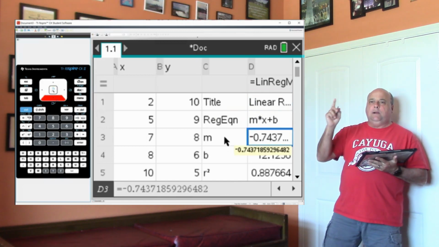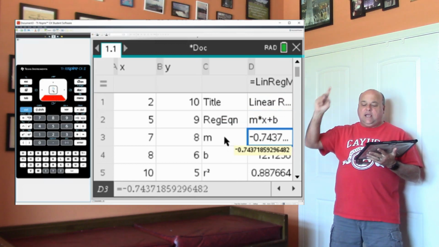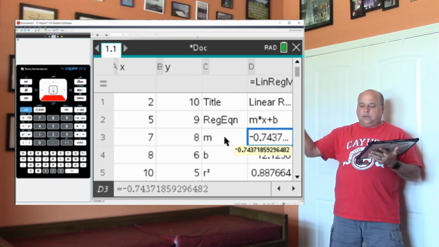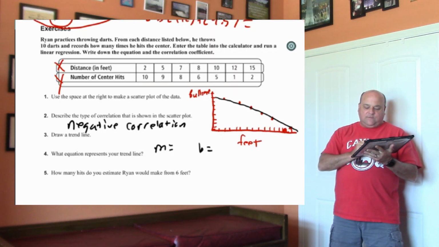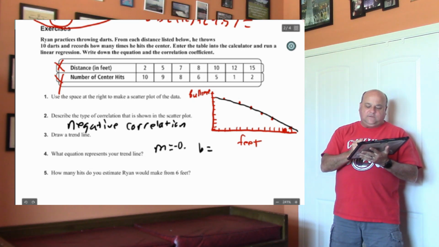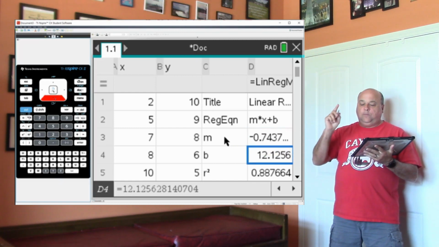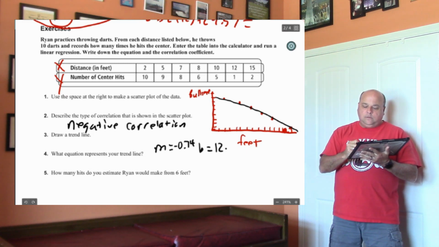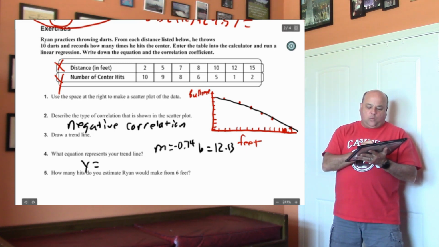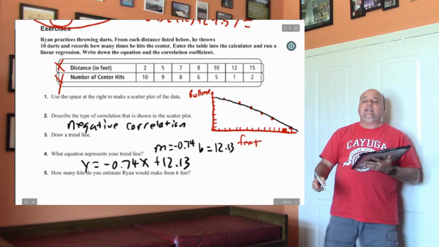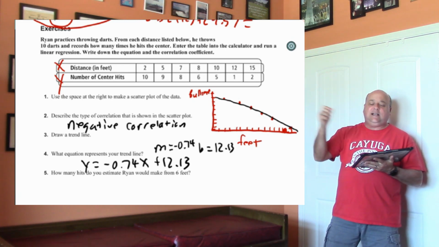Now then, if I scroll to the top, this is the linear regression and this is my slope. Remember, the slope should be negative because the dots are going down. Negative 0.74. We're going to round to the hundredth, okay? So my M is equal to negative 0.74. And my Y-intercept was 12.13. I'm going to round the 2 up. That is my equation. Y equals negative 0.74x plus 12.13.